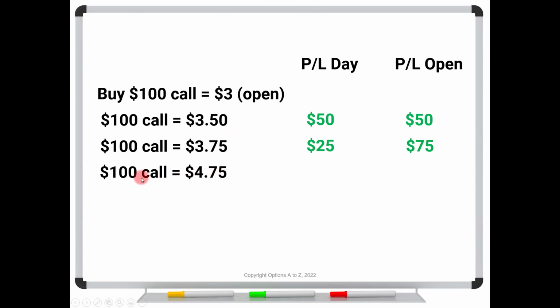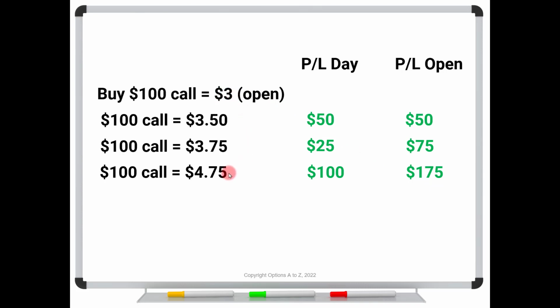Next day, the call closes at $4.75. P&L for the day will be plus $100, and that's because it rose from $3.75 to $4.75, a full dollar or $100 in total. But P&L for the open will be $175. You're up $175 since you've opened it. You paid $3, it's currently $4.75.